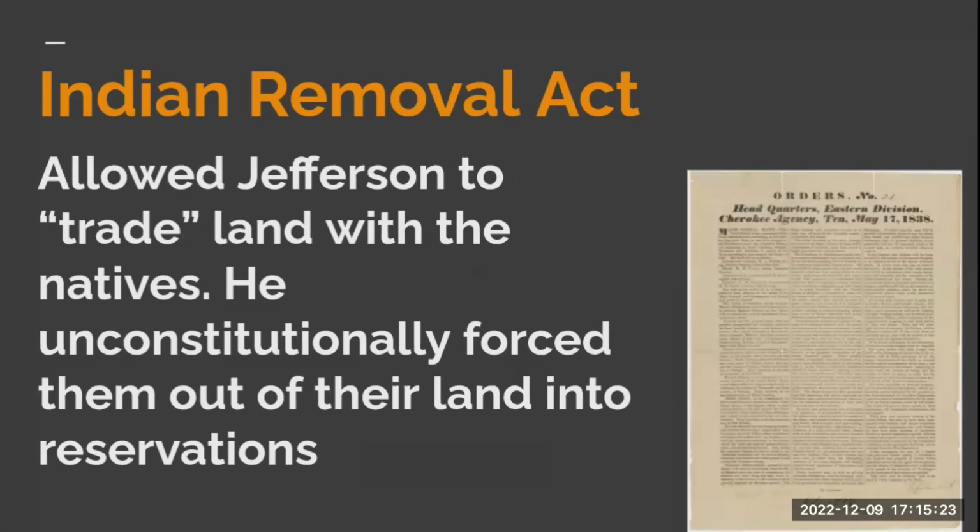Basically, it allowed Thomas Jefferson to trade land with the natives, but he was actually taking their land away and sending them more west and just using that land for the farmers. This obviously is unconstitutional. He forced them out of their land into reservations, and basically now their homes and everything that was inside their land became part of the federal government.